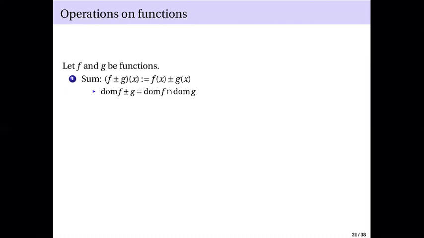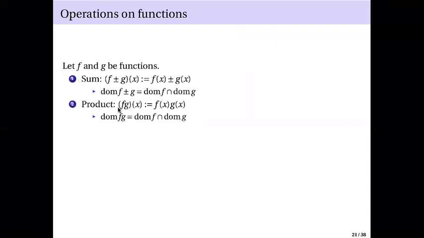So that's sum. And take note, I say sum and you see subtraction. It's still sum. If you recall, we already defined subtraction by means of addition. You have your f minus g, which is just defined to be f plus the negative of g. So it's still sum, even if you see that subtraction.